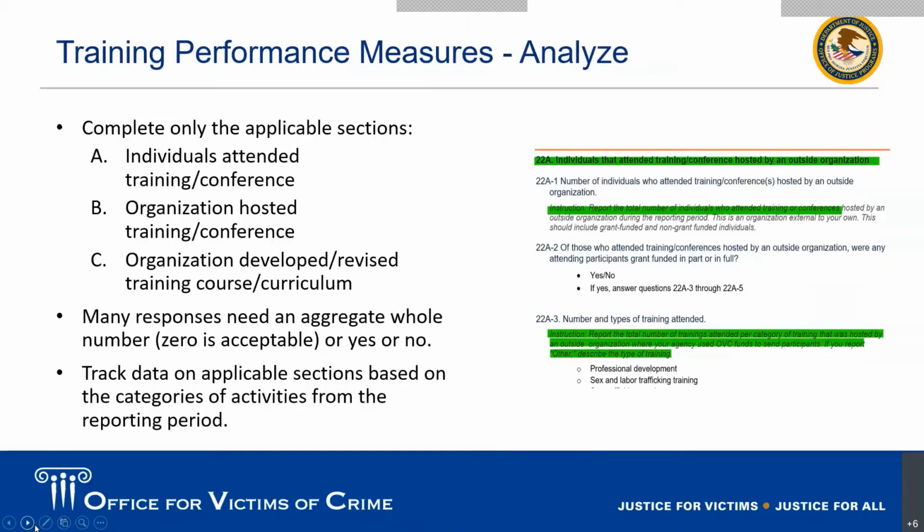And you do want to make sure to track and report data on the applicable sections based on activities from the reporting period. So, for example, in this first reporting period, you may have a whole bunch of individuals that attended a conference hosted by another organization, and then you may not have anyone attend another conference for a couple of quarters, so these answers may be 0 because you're working on developing a training curriculum yourself. So just make sure you're watching those applicable sections.